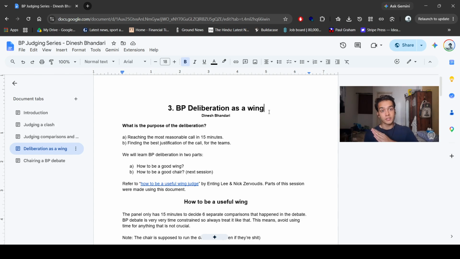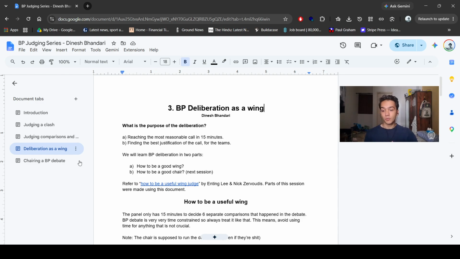Third one is deliberation as a wing. So this starts the second part of BP judging, but we are only taking wings here, which means this third session will only talk about how to contribute as a wing member, which means either as a panelist or a trainee, not a chair. So how to contribute in deliberation, how to be scored well, how to respond, how to be concise, etc. Right?